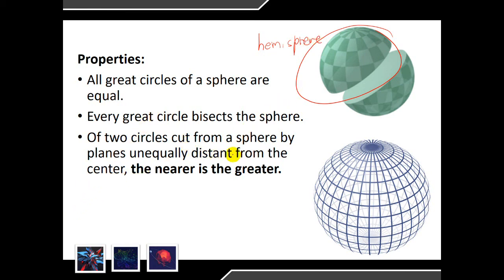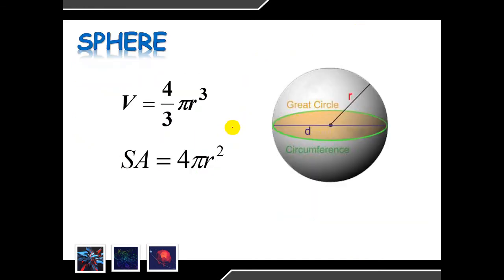Of two circles cut from a sphere by planes unequally distant from the center, the nearer is the greater. So, ibig sabihin, kung kinakat natin ang sphere using a section, lahat ng section na mas malapit sa center, mas lumalawak ang area. At ito naman yung mga formula na kailangan nating tandaan.